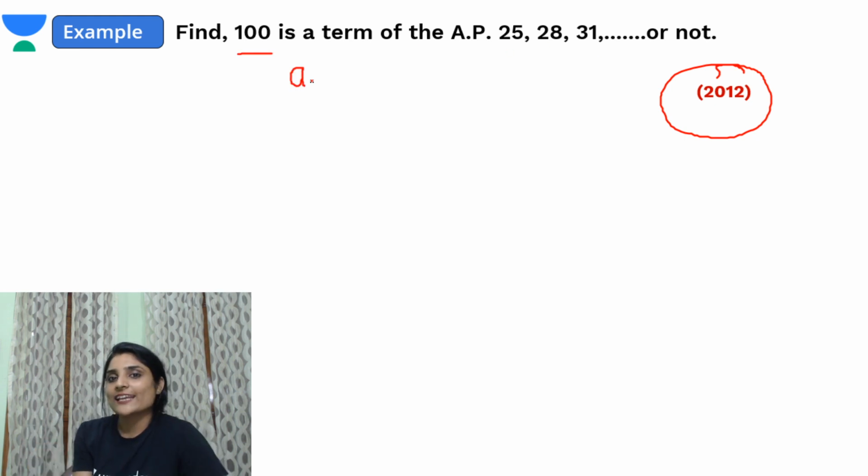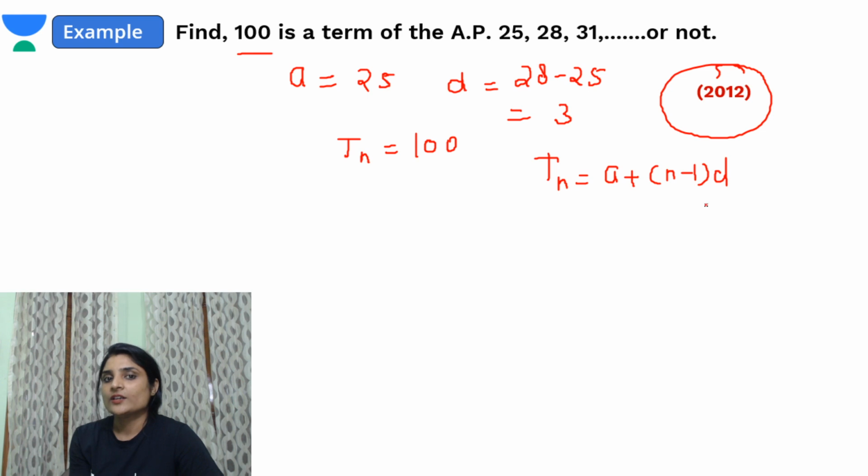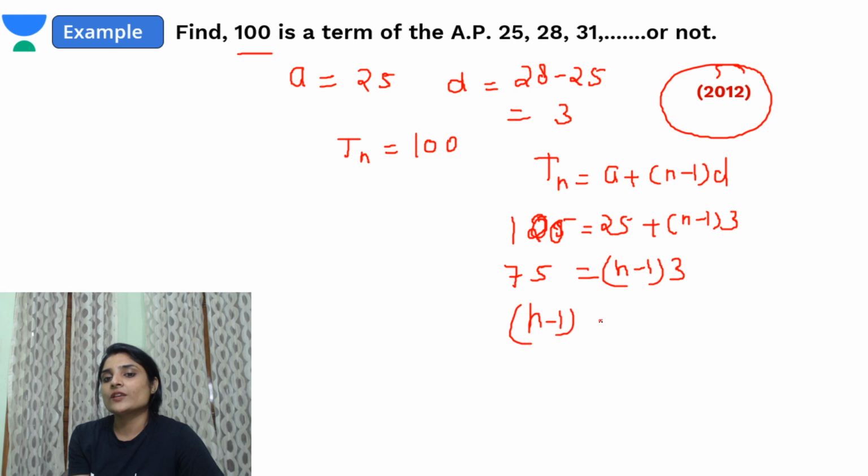So you all know that a is 25. d will be 28 minus 25, that means 3. Okay, so now, is 100 a term of this AP or not? So Tn will be 100. Now you need to apply the formula Tn is equal to a plus (n minus 1)d. Tn is equal to 100, a is 25, n minus 1, your d is 3. So you can check this out. 75 is equal to (n minus 1) into 3. So your n minus 1 will be 75 by 3, that is 25. n will be 26.